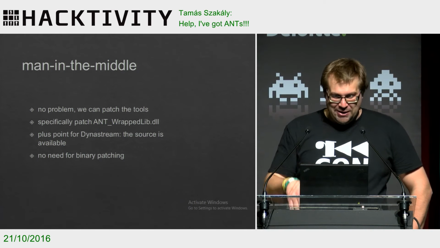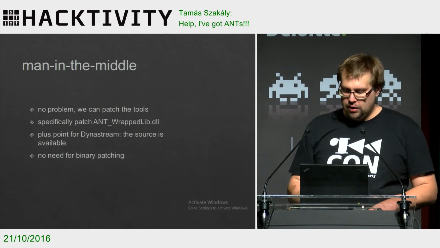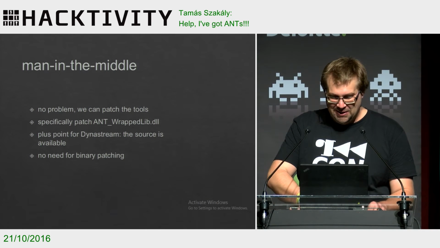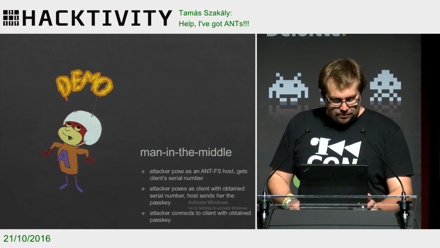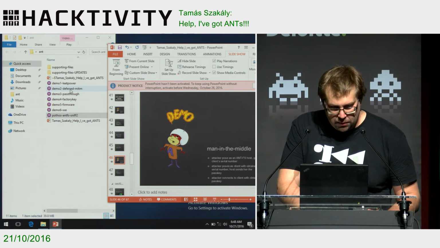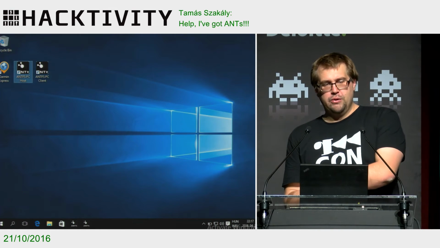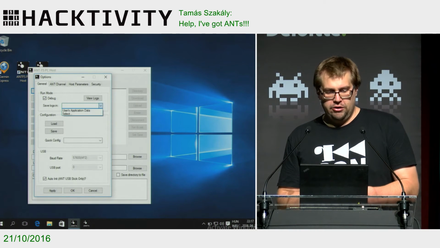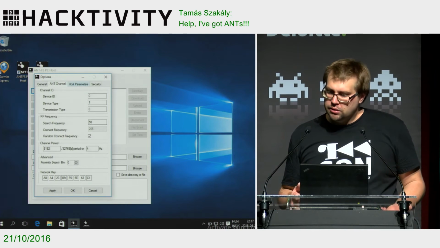I started to binary patch the library which contains this code, the ant-wraplib.dll, but realized that Dynastream released the sources, so it was much easier to modify the C code and recompile the DLL. So after I did this, it was possible to do this man-in-the-middle attack. As a first step, we pose as an ANT-FS host and get the client's serial number. Here I'm setting up an ANT-FS PC host that accepts connections from any clients.